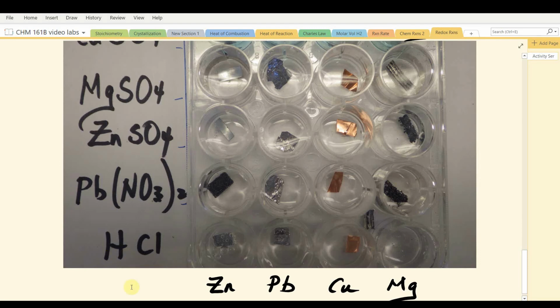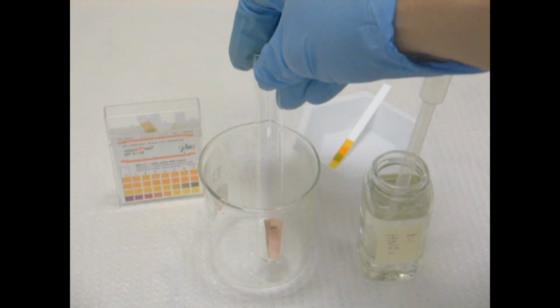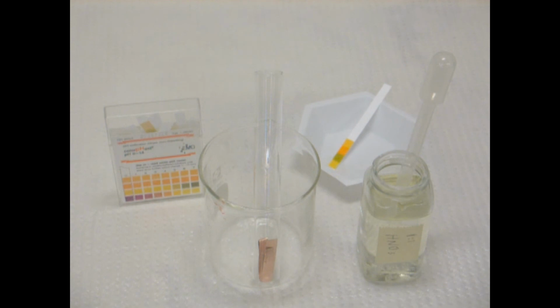So that's the end of the activity series experiment. There are some equations related to this for you to balance in the lab report. But before we finish, I just want to look at one more reaction that's quite instructive. I've got a piece of copper metal in the test tube. On top of it, I'm going to put some 1:1 nitric acid.